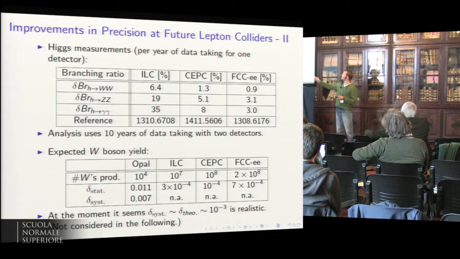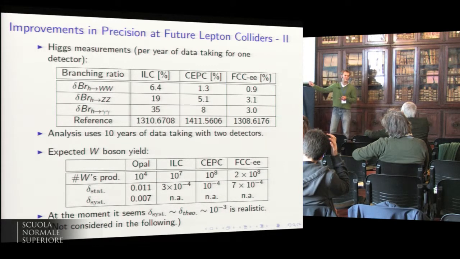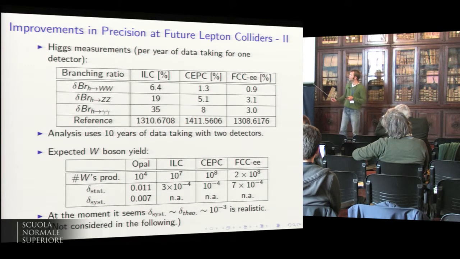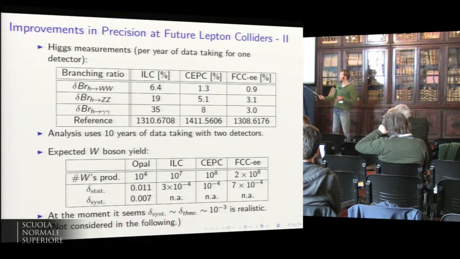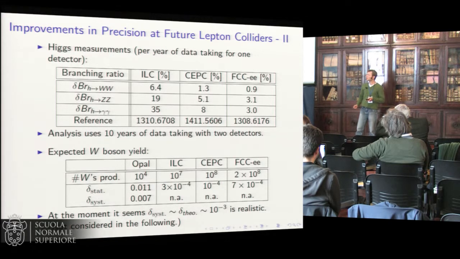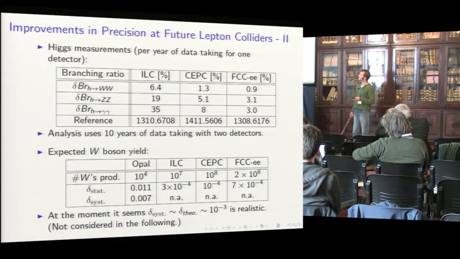This is also from these three references, the Higgs branching ratio precisions. I used the 10 years of data taking, so a full Higgs analysis, not per year, but after everything is done. And at the W boson threshold, I expect order 10 to the 7 to 10 to the 8 W bosons being produced. We use only the statistical uncertainties. I know since today and yesterday that the systematic and theoretical uncertainties for the standard model prediction of the order 10 to the minus 3 can be expected at the moment, almost. I hope we can get it better because otherwise we cannot exploit this properly.